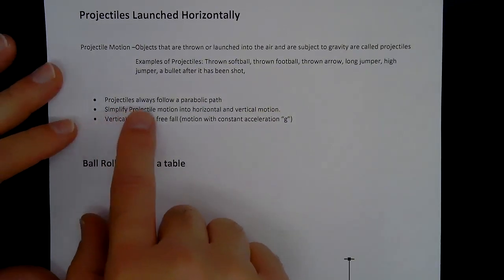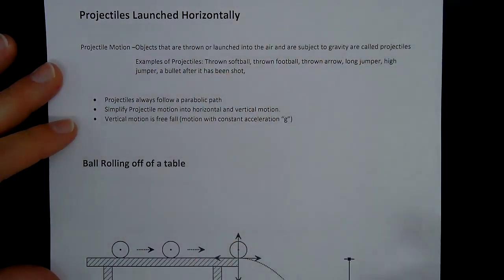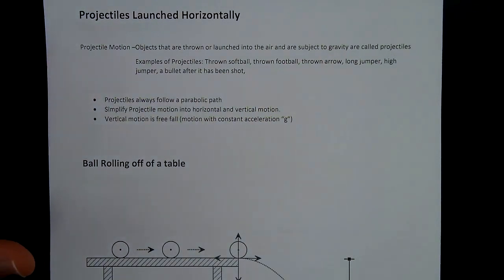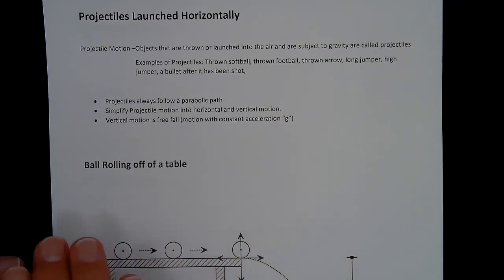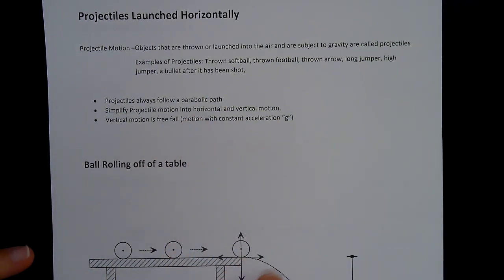So projectiles, a few things that we need to do, I should have said this first, examples: a thrown softball, football, the dart like I showed you guys in the video last week, a long jumper, a high jumper, even a bullet that's shot. After it takes off from the gun, it's a projectile because gravity's going to pull it back down. And projectiles always follow a parabolic path. That's this dashed line right here.